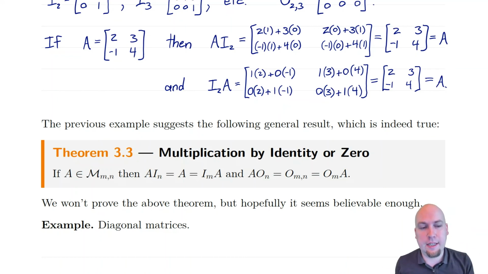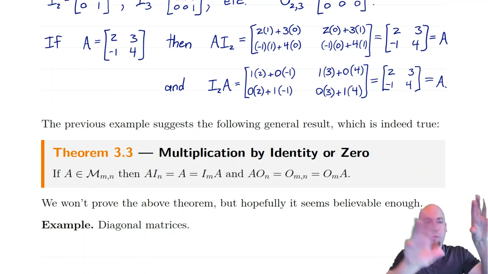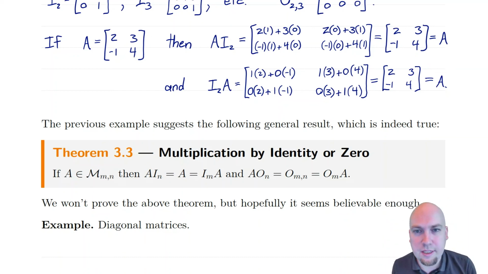Again, it does nothing. Okay, and then the zero matrix does a similar thing, except it just squashes everything down to 0. A times the zero matrix is the zero matrix. 0 times A is the zero matrix. And that one's less surprising. I mean, if you multiply everything by zeros and then add up a whole bunch of zeros, yeah, you're going to get the zero matrix.